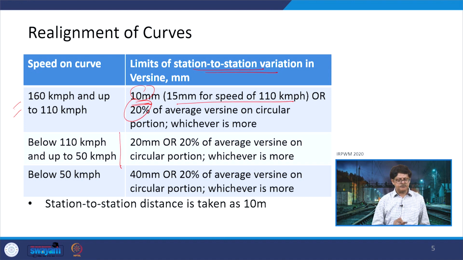In the case when the speeds are between 110 and 50, then this value rises to 20 mm, rest of the thing remains the same. Whereas, if it is less than 50 kilometers per hour, then it further doubles to 40 mm or 20% of the average Versine.